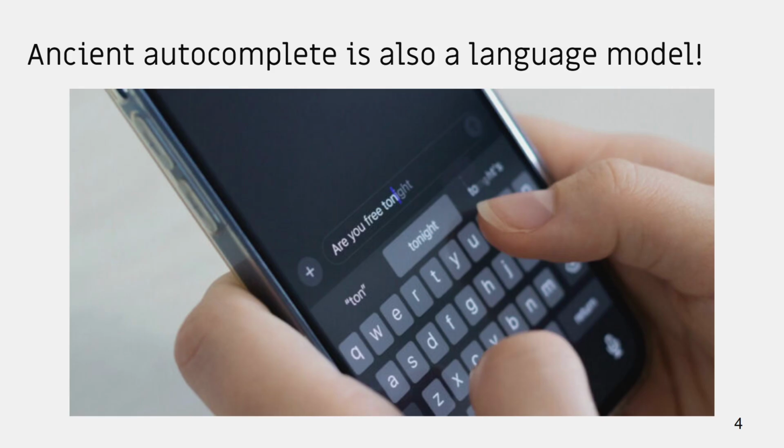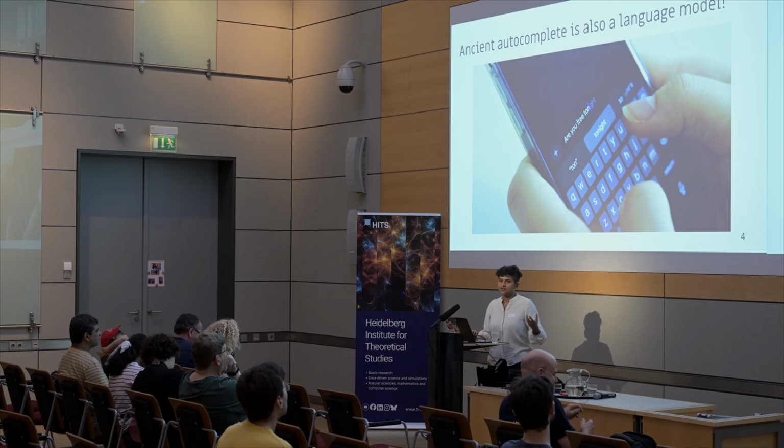As an example, autocomplete, which probably we're all familiar with and which has existed well before smartphones even, is also a language model, because really it's just trying to predict what is the most probable next word, given whatever you've written so far. So if you say, "Are you free?" then maybe your autocomplete says probably the next word is "tonight" or "tomorrow" or "this weekend," something like that.